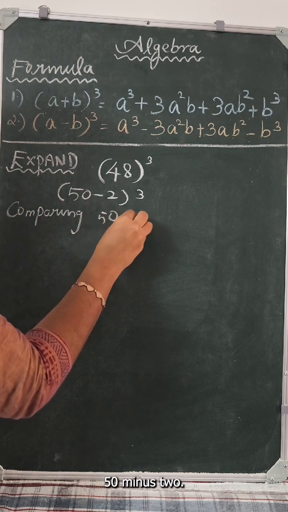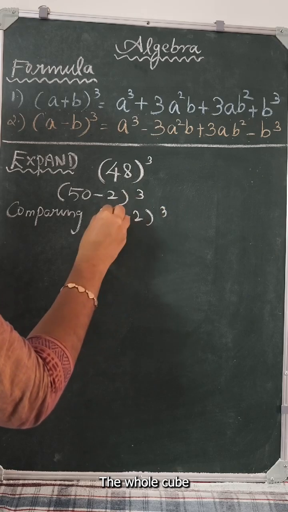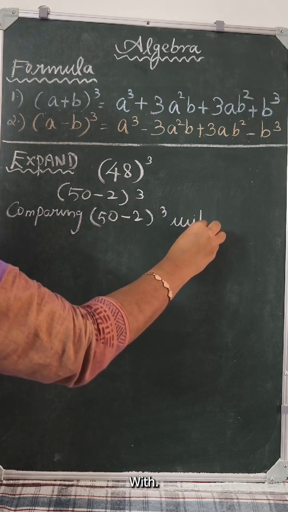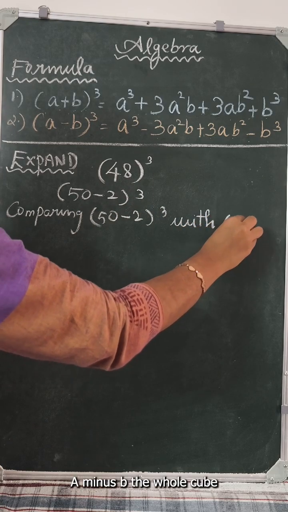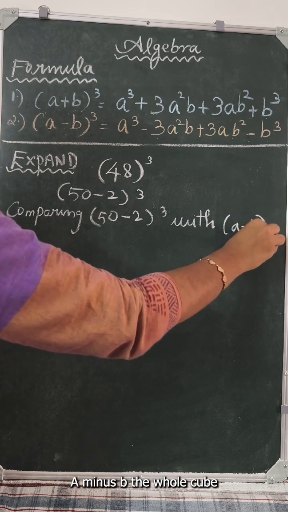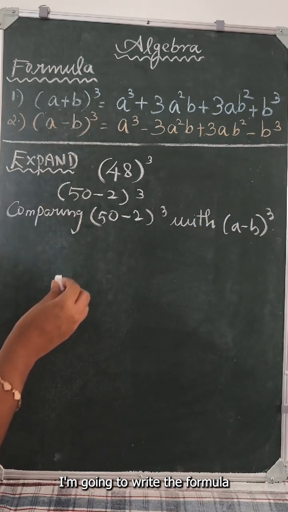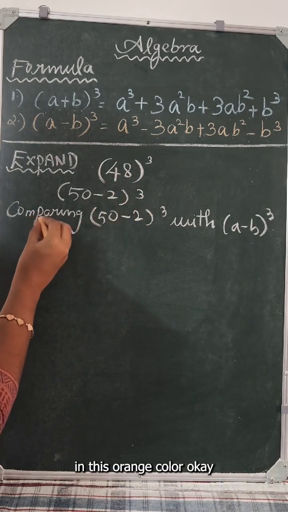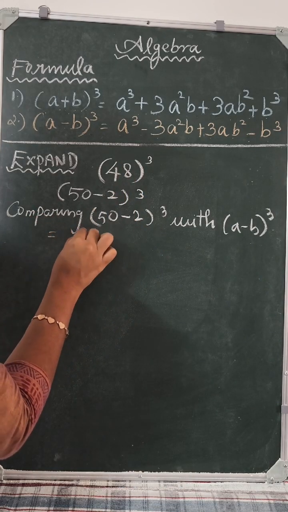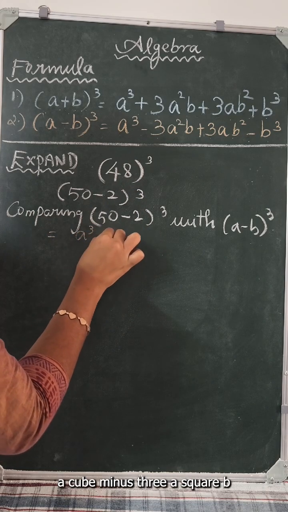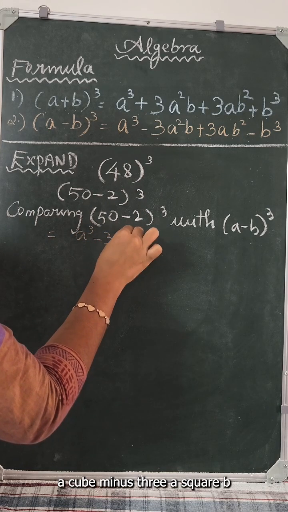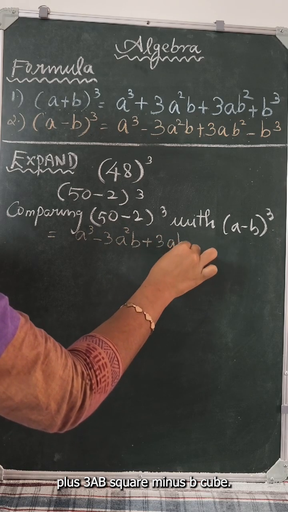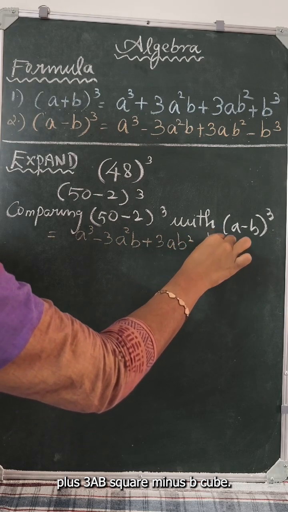50 minus 2 the whole cube with a minus b the whole cube. I am going to write the formula in this orange color chalk. It is equal to a cube minus 3a square b plus 3ab square minus b cube.